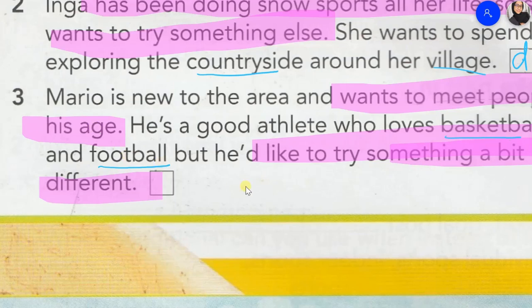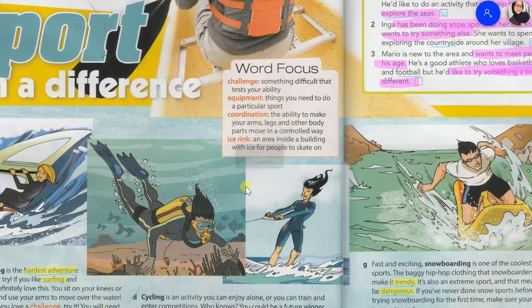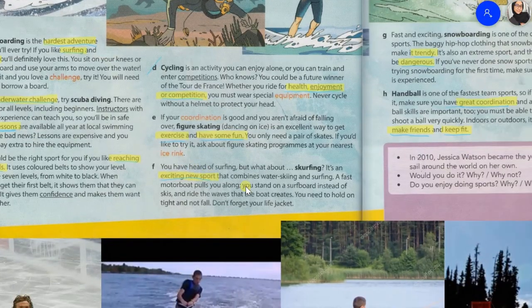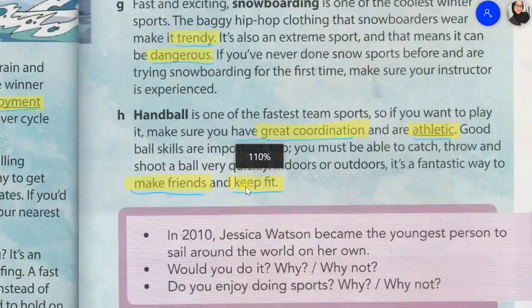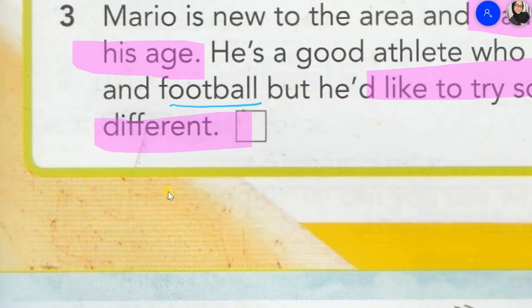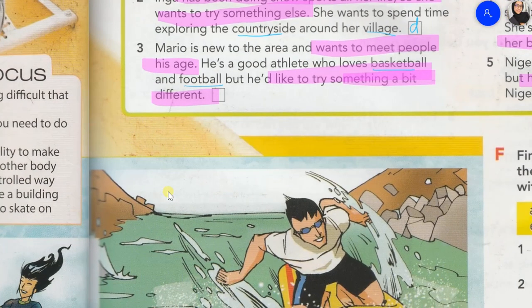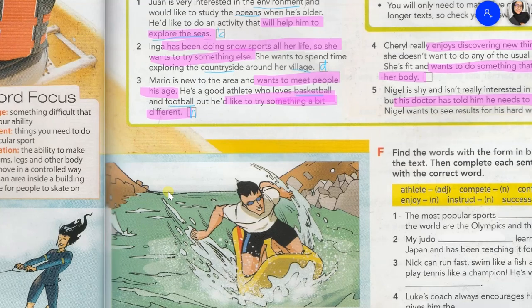So maybe Mario would love to try handball, right? Because he can make friends and this is something different, right? Different than basketball and football. So for Mario, we will suggest him H. Handball, bola baling.